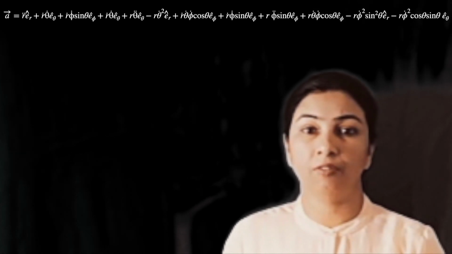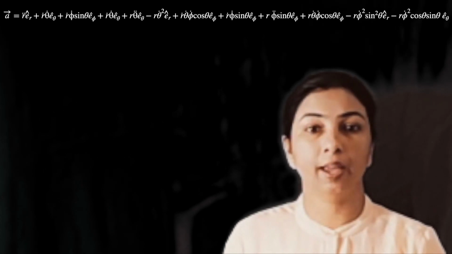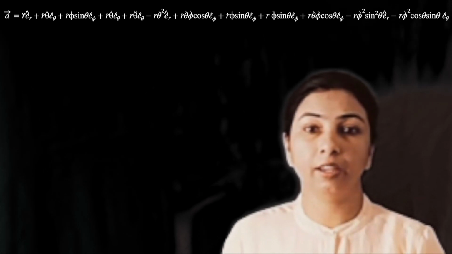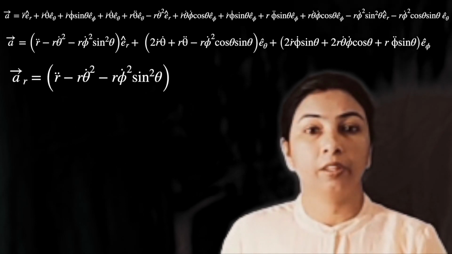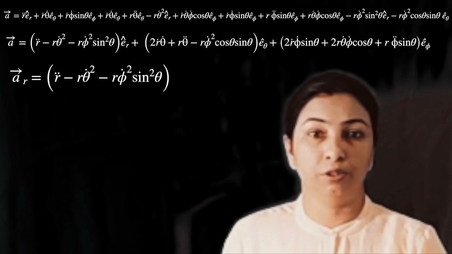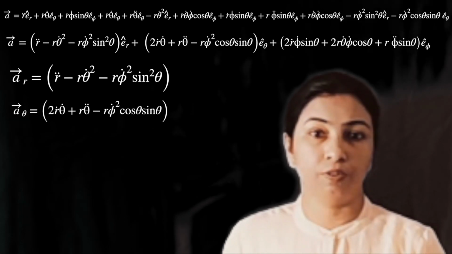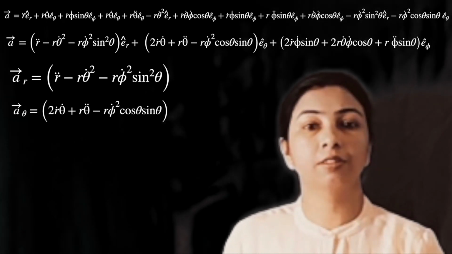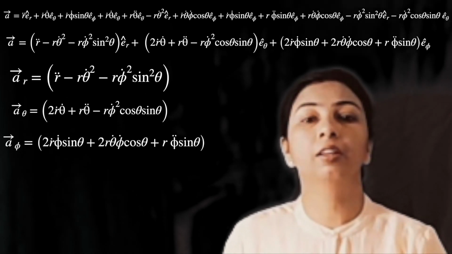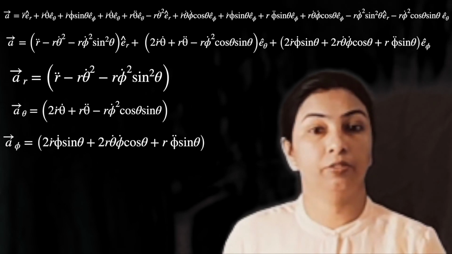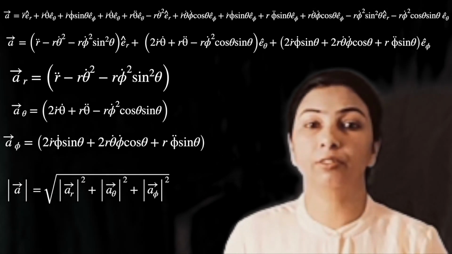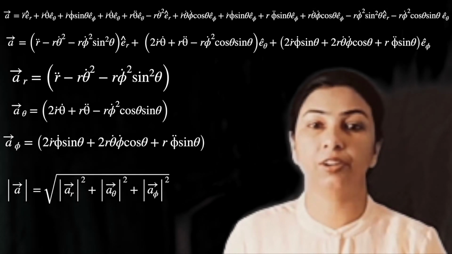After substituting the values of e_r cap, e_theta cap and e_phi cap in the a vector equation, we get the acceleration in three components. The first one is the radial component, the second one is the theta component, and the third one is the phi component. The magnitude of acceleration can also be calculated by squaring these three components.